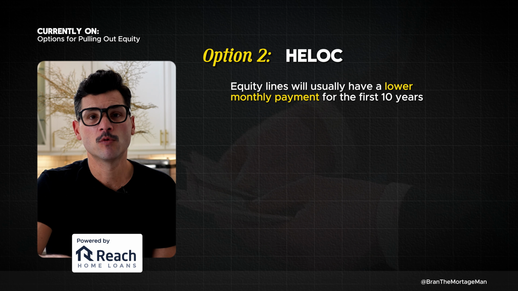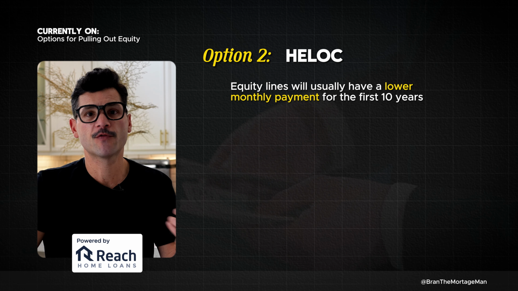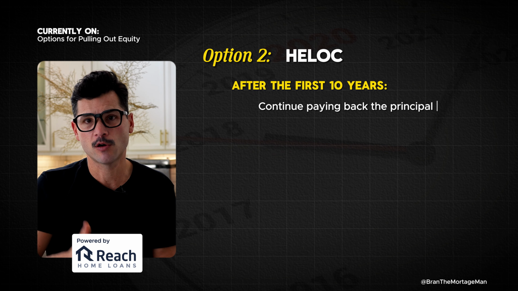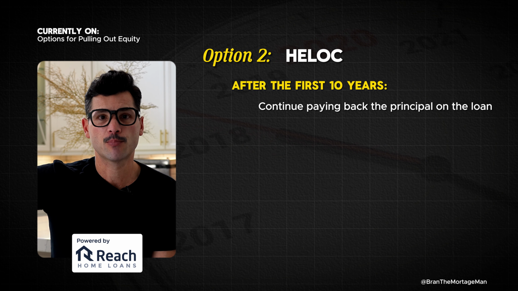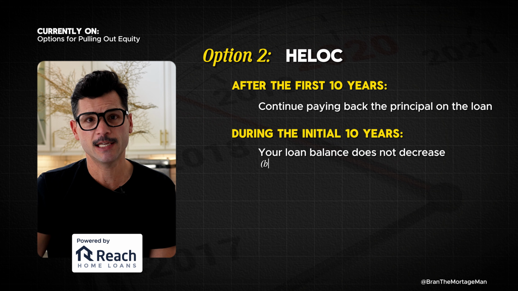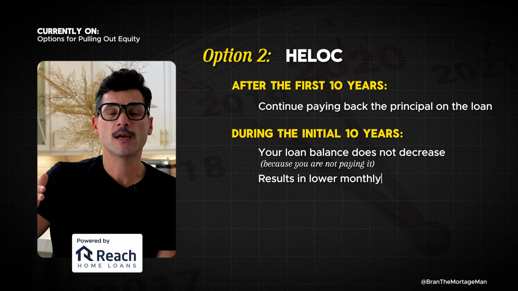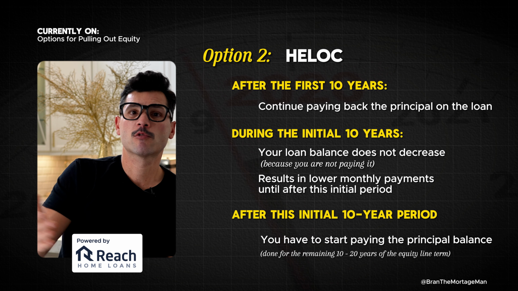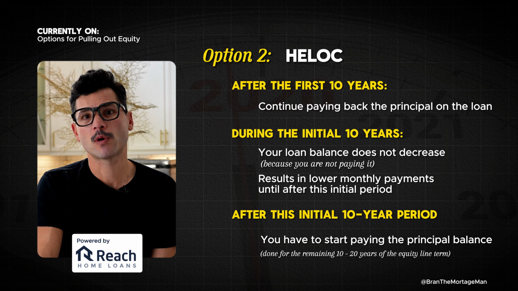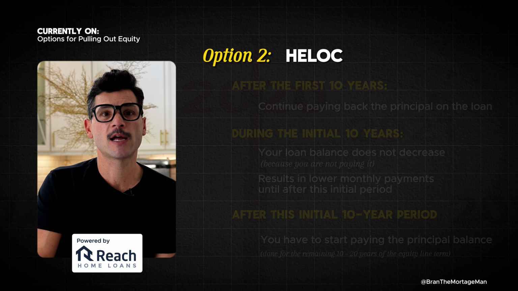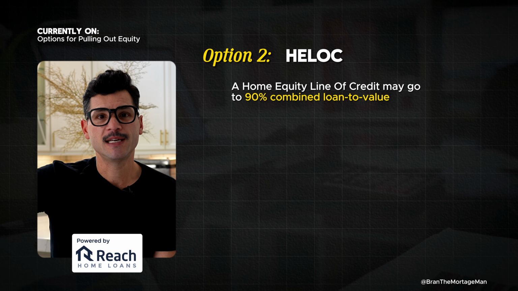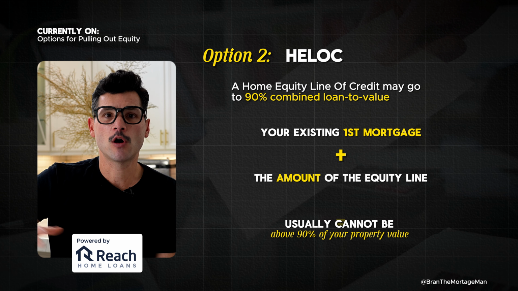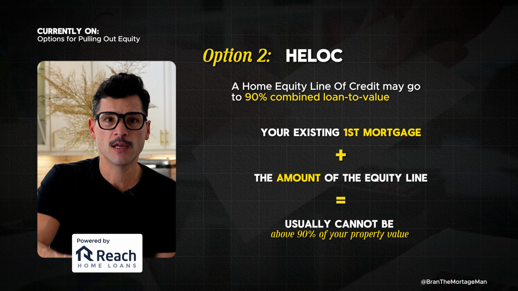Also, equity lines will, in most cases, have a lower monthly payment for the first 10 years because they only require you to pay interest. And then after that interest-only period, call it 10 years, is when you'd have to start paying back the principal on that loan. So your balance wouldn't decrease if you're only paying interest for the first 10 years, but you would have a lower payment. And after that period of time, you have to start knocking down that principal balance, typically for the remaining 10 or 20 years, depending if it's a 20-year or a 30-year term on your equity line. And just like the equity loan, it can likely go to 90% combined loan to value, which is your existing first mortgage plus whatever the amount of the equity line is combined in comparison to your property value.